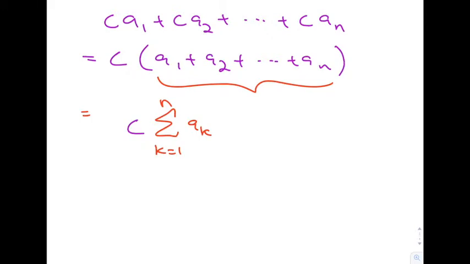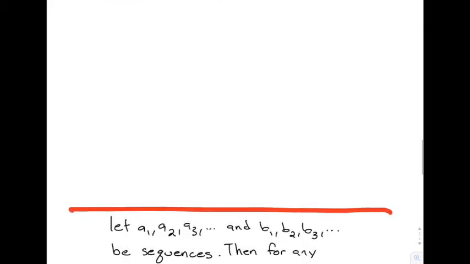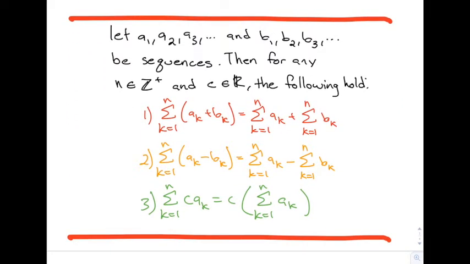So if we have a sum of terms of the sequence ak, each being multiplied by some constant in the reals c, we can just factor that c out of the sum. So this statement is equivalent to the sum from k equals 1 to n of c ak.